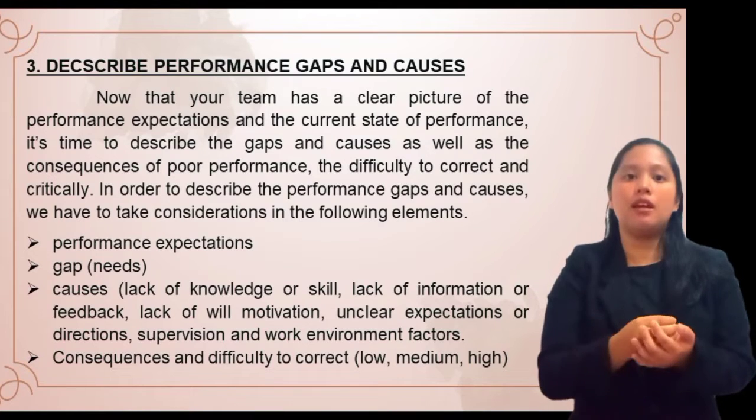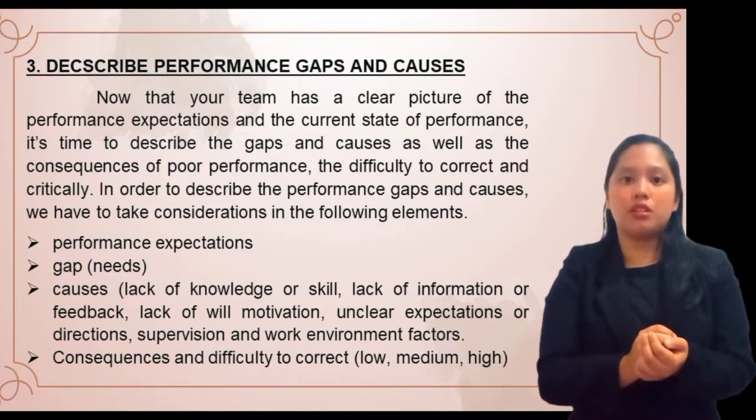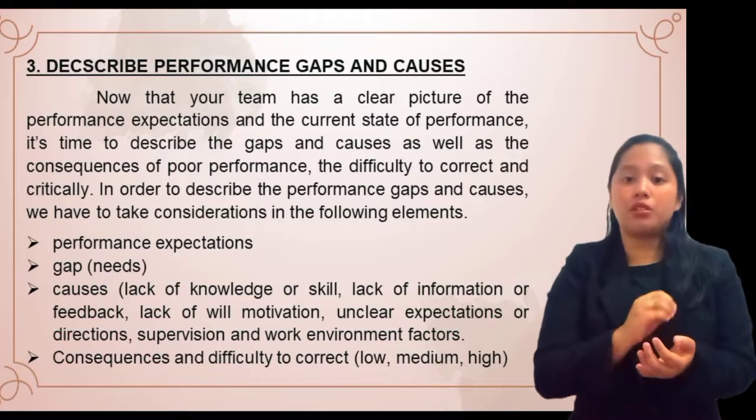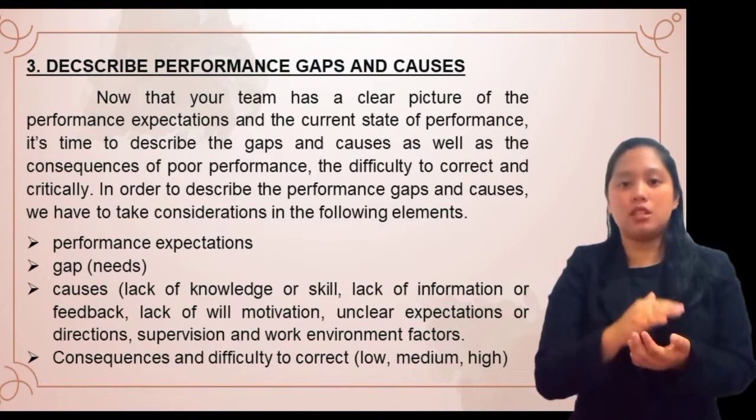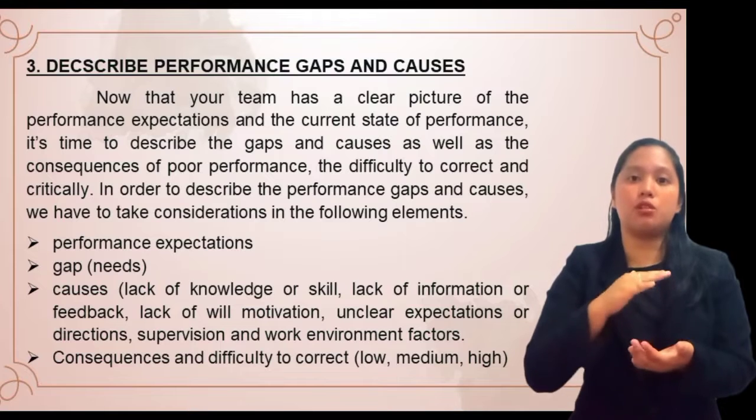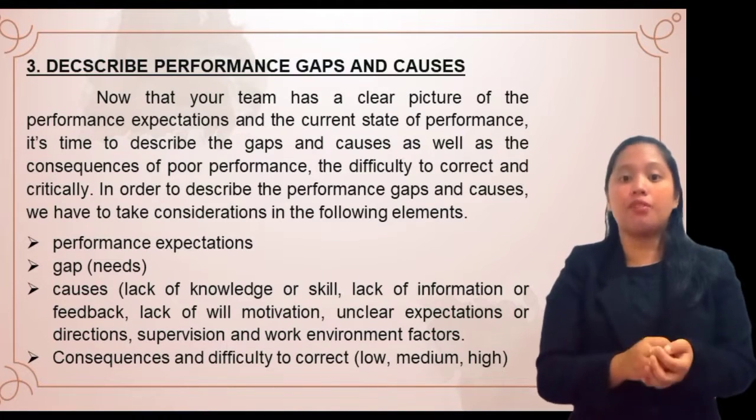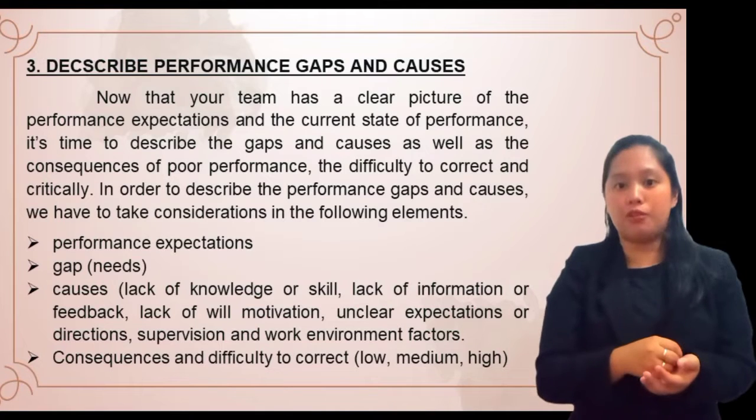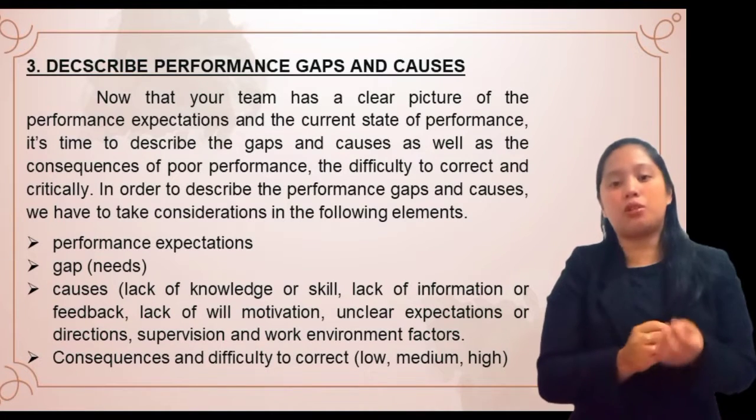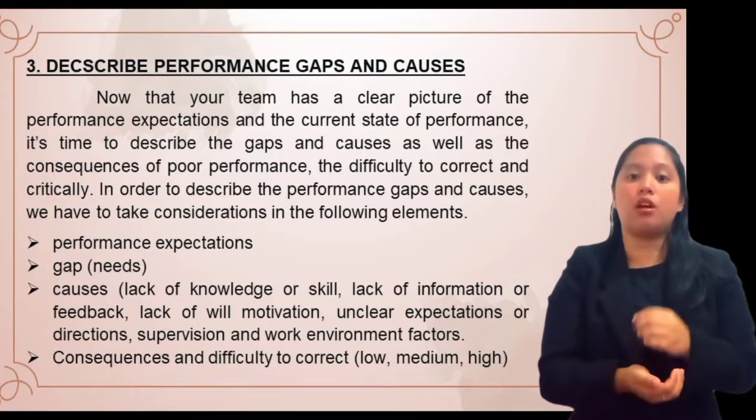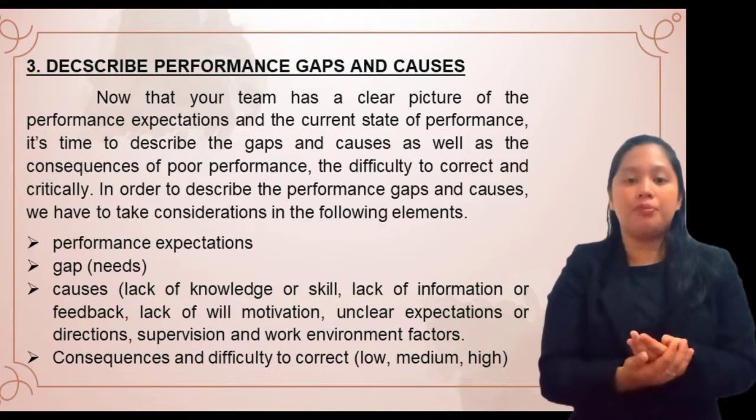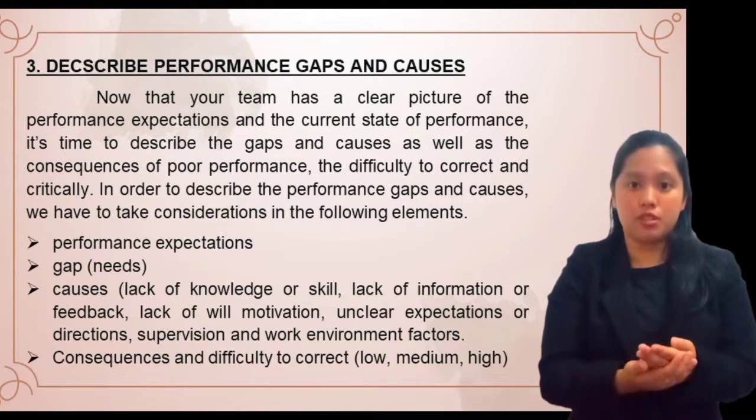So lastly, consequences and difficulty to correct. These have three levels, such as low, medium, and high. Consequences refers to the negative outcomes of the performance level of a student, and difficulty to correct refers to how hard it is to correct the gaps or lacks of a student.